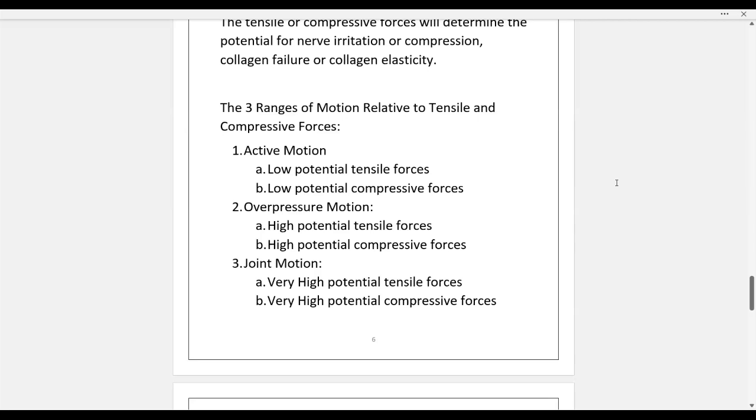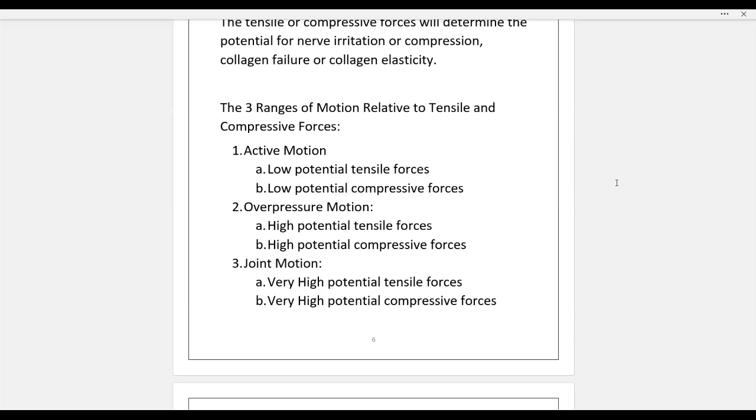See, we've got several variables that we have to consider here. So active motion, how much tensile force is in active range of motion? It's low. Now, remember, we're talking about not putting any forces in there. You're just moving your head, bending your arm, that's active range of motion, okay? So how much tensile force is there? Tensile meaning pulling. Not much. How much compressive force? Not much.